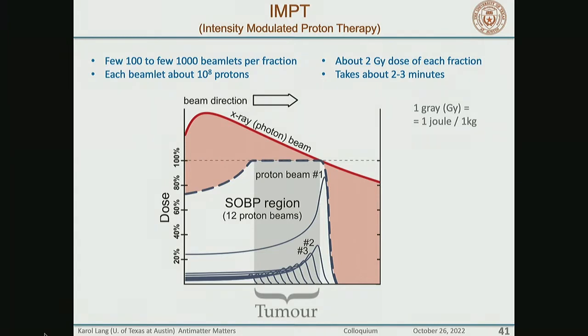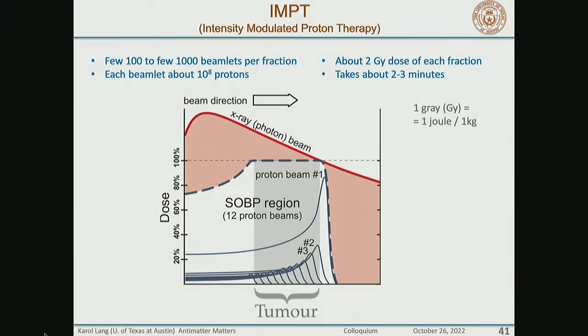I'll tell you later that there are about 30 fractions. So if a patient is being irradiated, there are about 30 fractions, 30 irradiation sessions, and each one of them is this very scan that I'm talking about. Each beamlet is about 10 to the 8 protons. So in the end, you'll end up with energy deposited in the tumor tissue to the tune of about 10 to the 11, 10 to the 12 protons.